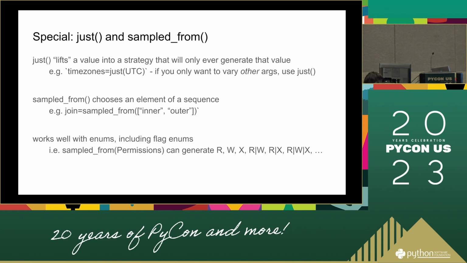sampled_from is great if you have a couple of different alternatives. Say you wanted your join to be either an inner join or an outer join. Well, sampled_from will generate random selections from that list for you. This also works well with enums. So if you have something like permissions, it will also generate combinations of those values if you have an enum Flag type.